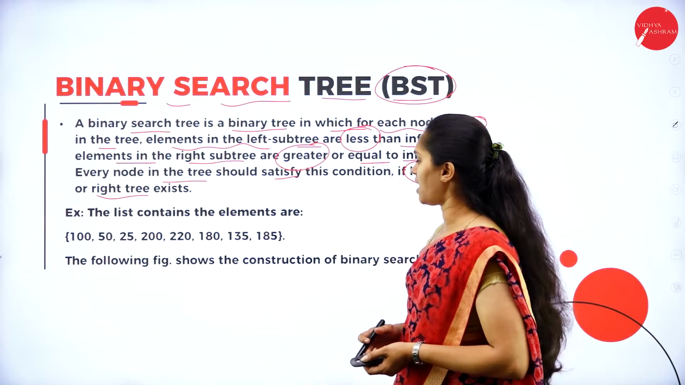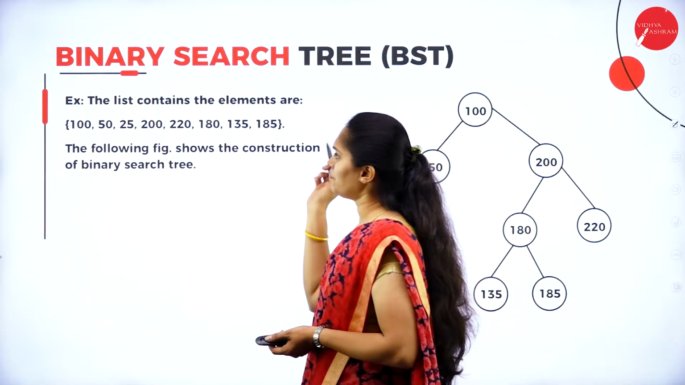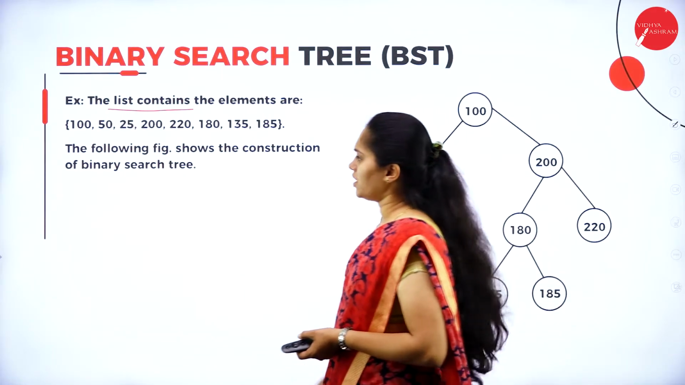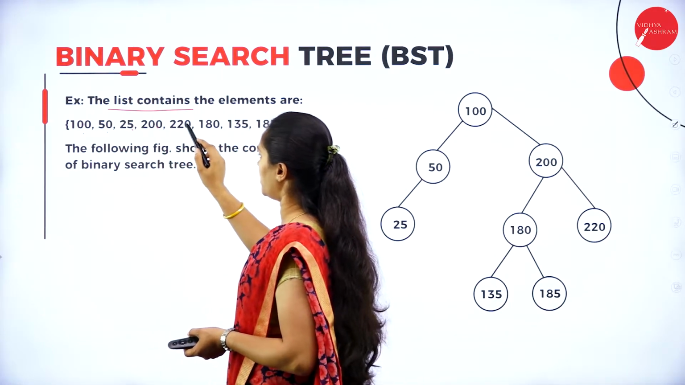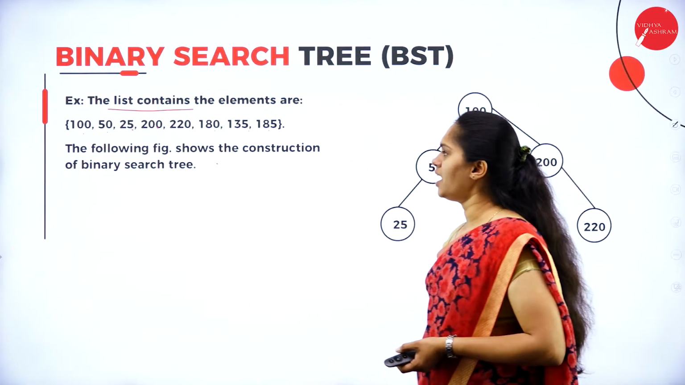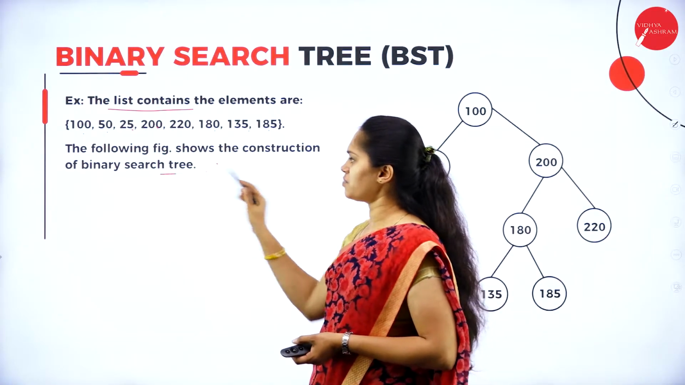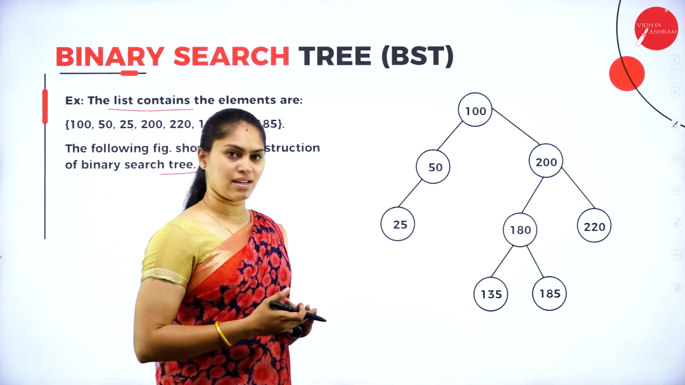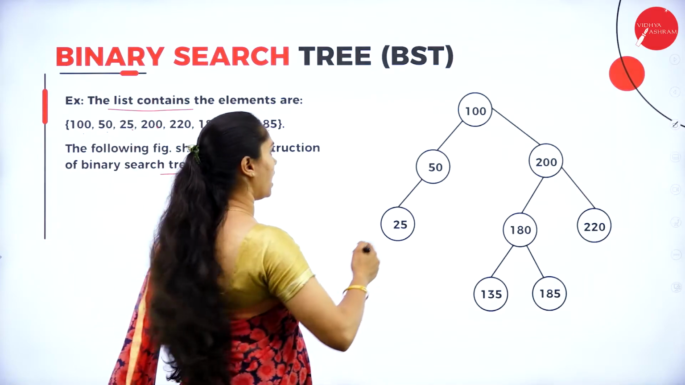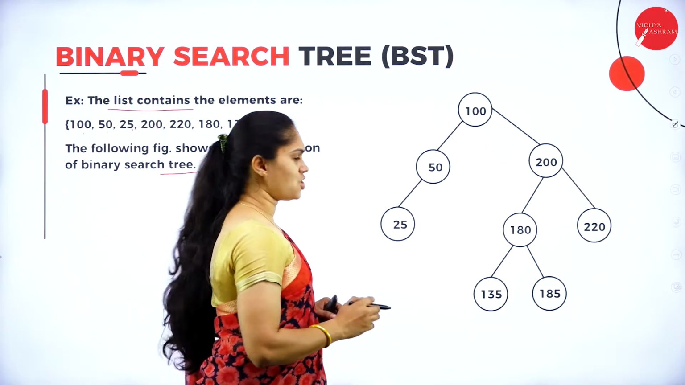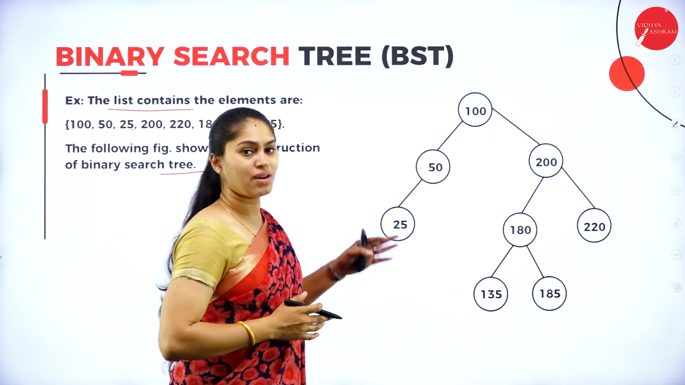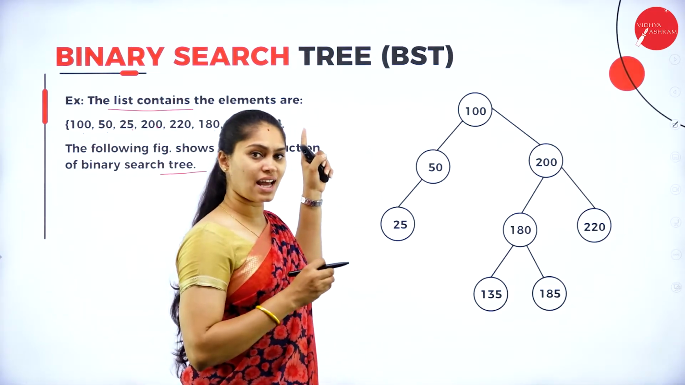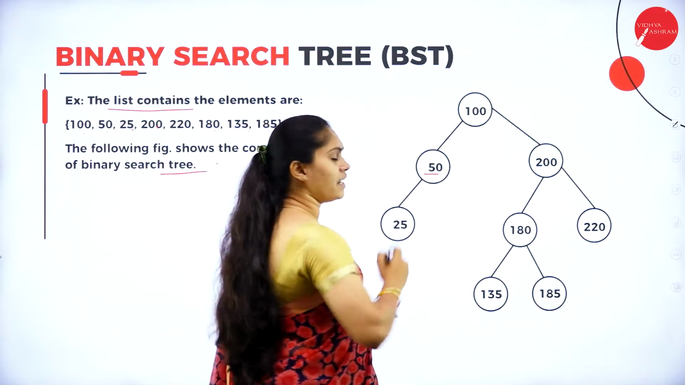So we'll take one example and make you understand here. Consider I have a list which contains certain elements. So here we have 100, 50, 25, 200, 220, 180, 135 and 185. With respect to these elements, we'll create a binary tree here. First I have 100. So what is the main condition? Left subtree value must be lesser than the info. So here I have 50 which is lesser than info, so I will keep it in the left subtree.